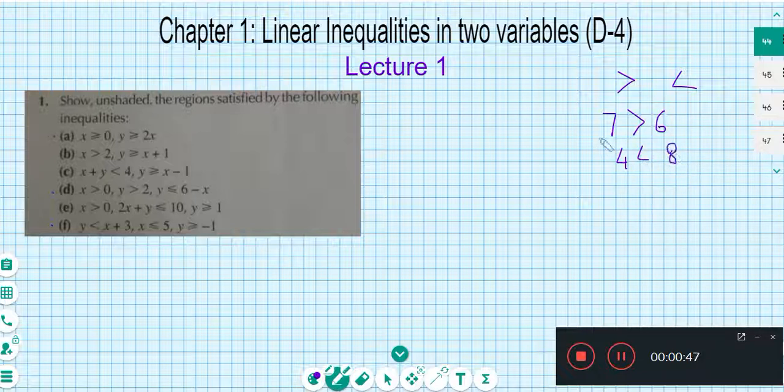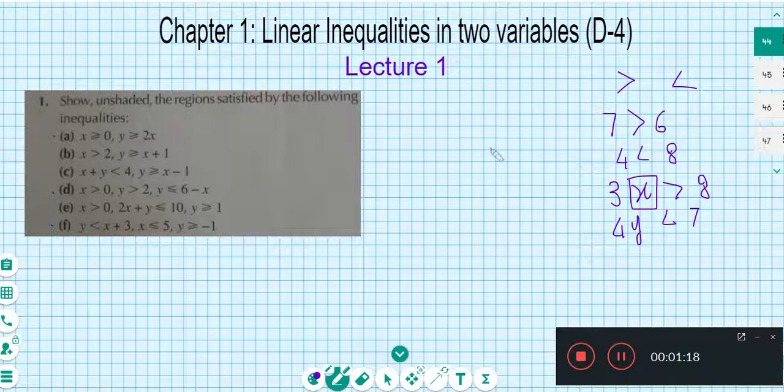So these are inequalities. And if we have an inequality of one variable, then this can be written as 3x greater than 8. You can see that x is the only variable in this inequality. Similarly, 4y less than 7. And in this inequality you can see only one variable, which is y.